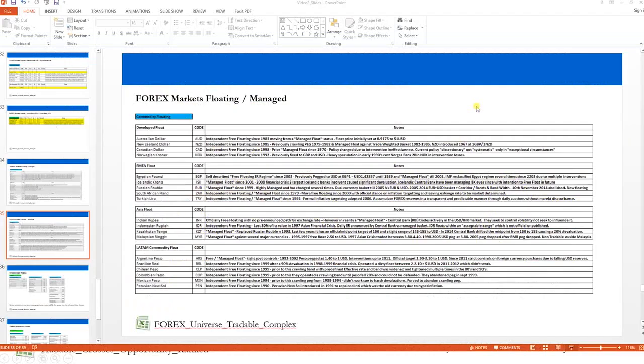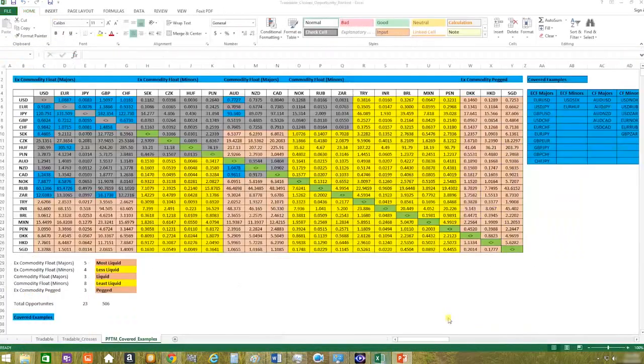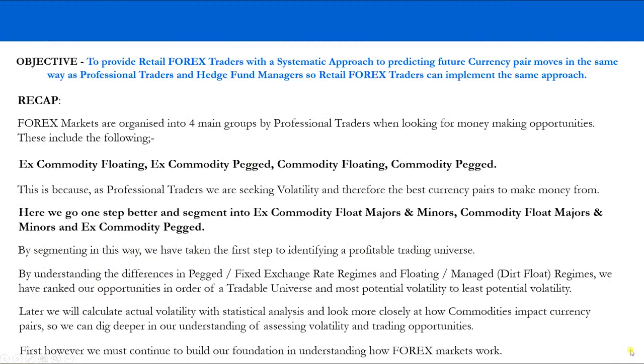You're going to find this sheet over here, and this is the Tradable Crosses Opportunity Ranked Excel spreadsheet. We'll be looking at this later as well, when we look at the examples that we're going to use in further video modules. Let's do a recap.